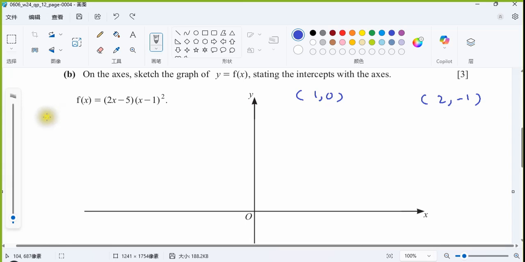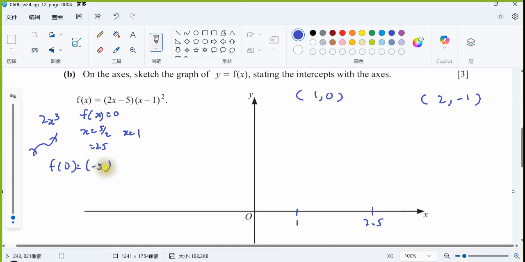Okay, so the x, we have the 2x³. So the graph is something like this. Okay, positive, so go up. Okay. And then when f(x) equal to 0, we have x = 5/2 and x = 1. Okay. So we have the 1 and the 2.5. So 2.5 is something here. So f(0) is actually -5 times (-1)², then it's -5.